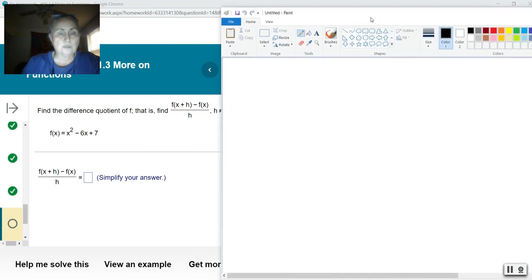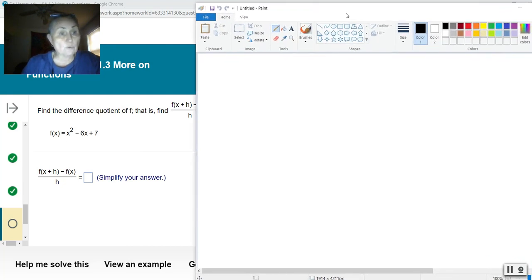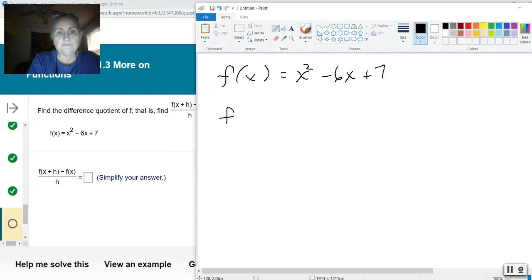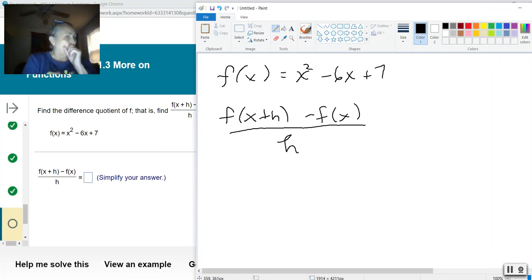Okay, this time we'll start out with the formal way, and then we'll do it the sort of faster way. So here we go. F of x is x squared minus 6x plus 7. And we've got to do f of (x plus h) minus f of x, over h. This is how you memorize that formula. You write it down every single time you do it. Excuse me.